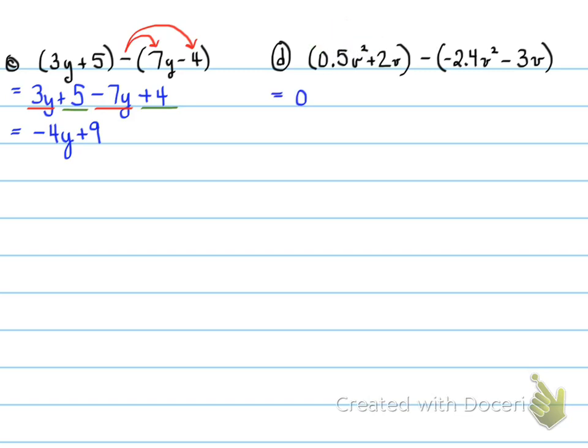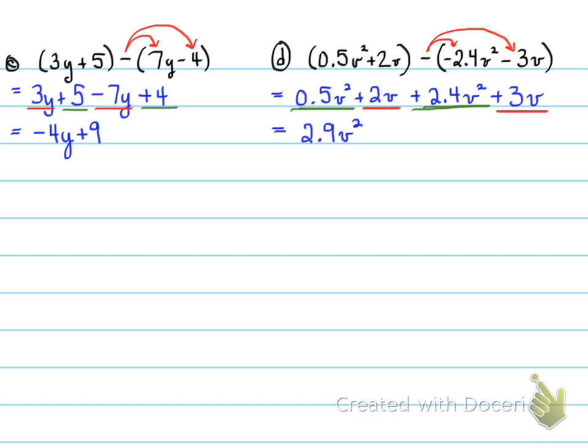0.5v squared plus 2v. So we can put that all here. And then we have a minus, and that applies to everything inside the bracket, to every term. So minus minus makes plus 2.4v squared, and minus minus makes plus 3v. Collect the like terms, 0.5 plus 2.4. Those two go together. And plus 2v and plus 3v go together so that we get 2.9v squared plus 5v. Let's look at another example, E.